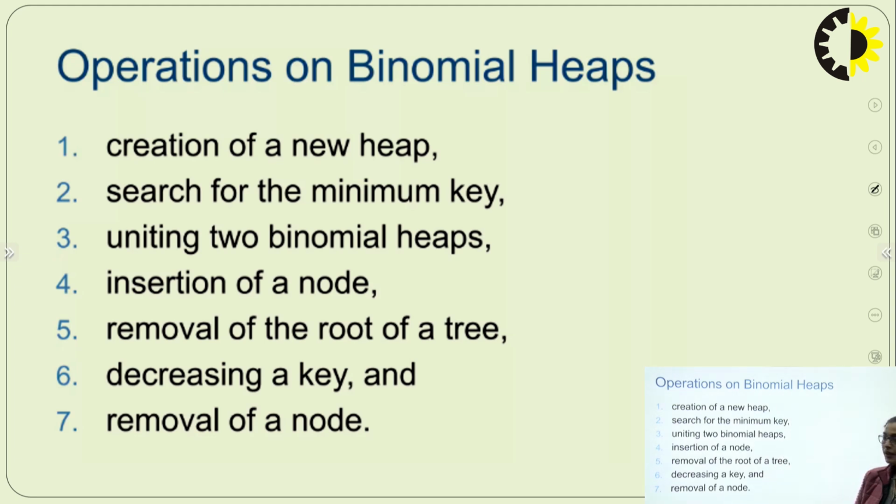Now, these are some operations: creation of a new heap, searching for the minimum key in the binomial heap, or uniting two binomial heaps. And in this particular lecture, we are discussing uniting two binomial heaps. The next ones are insertion of a node, removal of the root of the tree, decreasing a key, and removal of a node. So these are various operations belonging to the binomial heap, but in this lecture we are going to discuss uniting two binomial heaps.